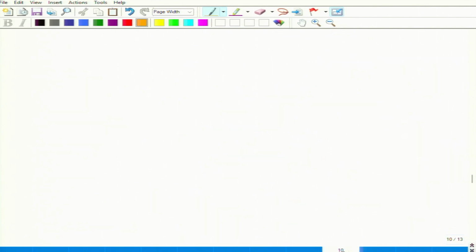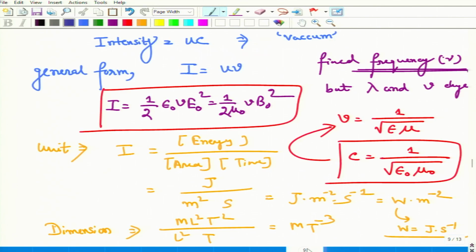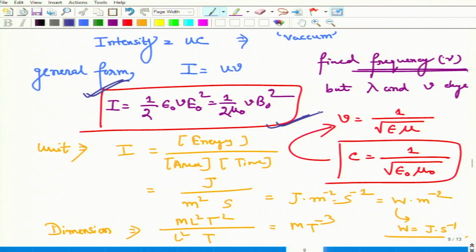So it's all clear. Now we'll briefly introduce the radiation pressure and what it signifies. In this part, let me stop here on the intensity. This is the general form of the intensity valid for all media. If it is free space, then v will be replaced by c. Otherwise, this is the general form. In the next part, I will discuss the radiation pressure, and I will do some numerical problems as well. Okay, thank you.